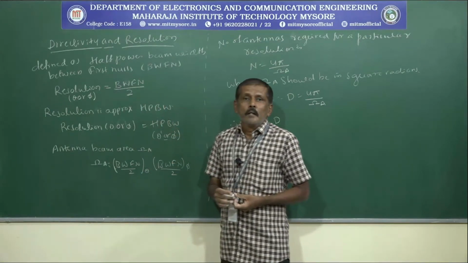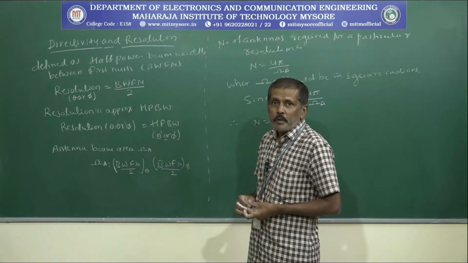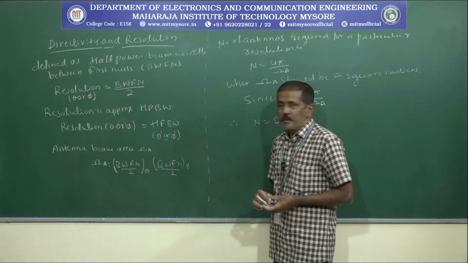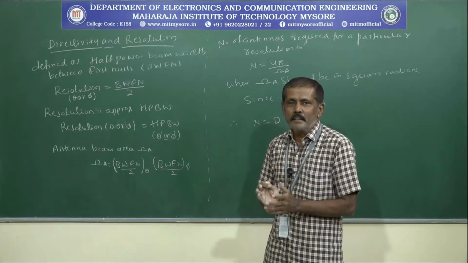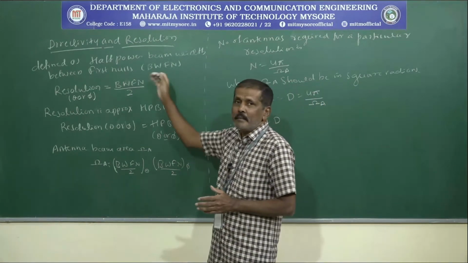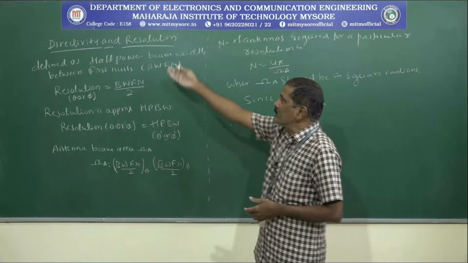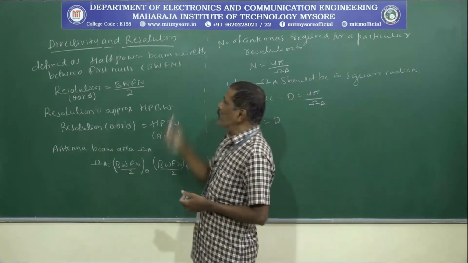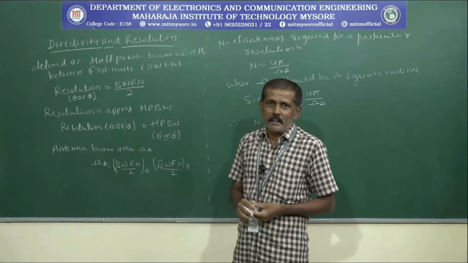Now, let us consider one more term, that is the directivity and the resolution. There is a relation existing between the directivity and the resolution. And this resolution is defined as the half power beamwidth between the first nulls.